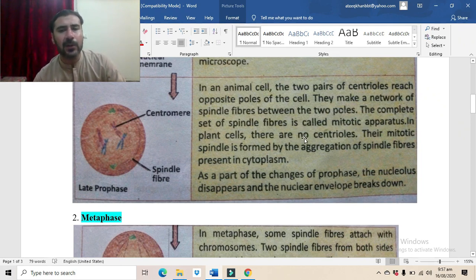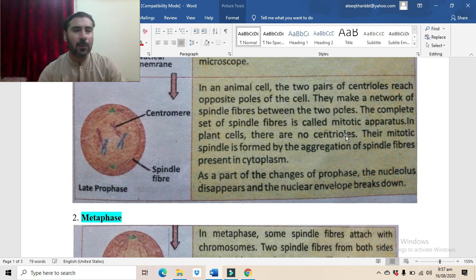In plant cells, there are no centrioles. We have already studied in chapter number 4 that the single organelle which is not present in plant cells is the centriole. So what will happen? How will spindle fibers be formed? Because the centrioles are responsible for the formation of spindle fibers.